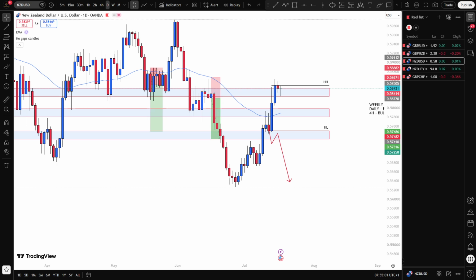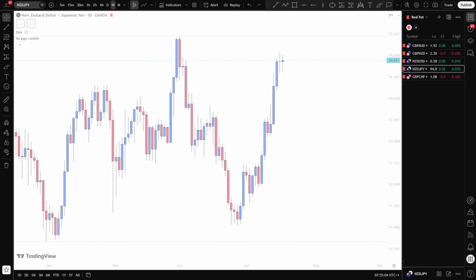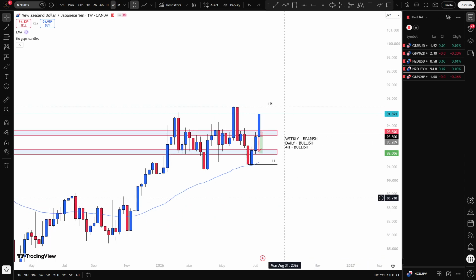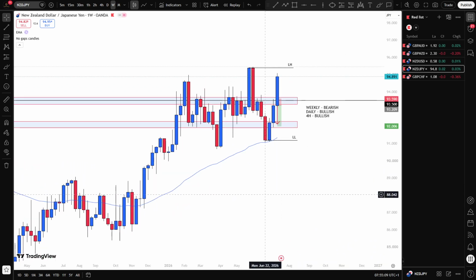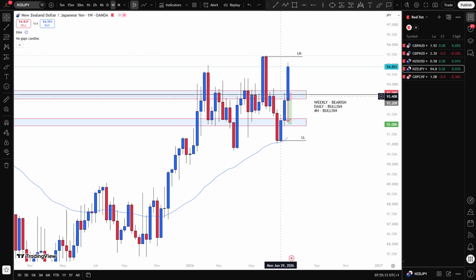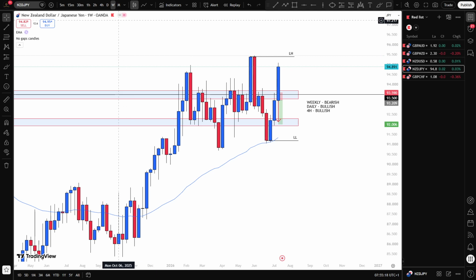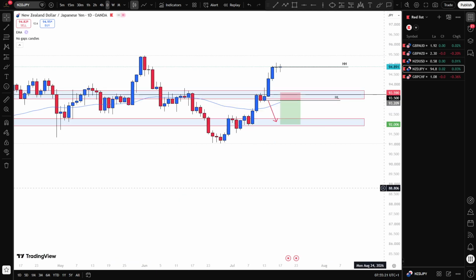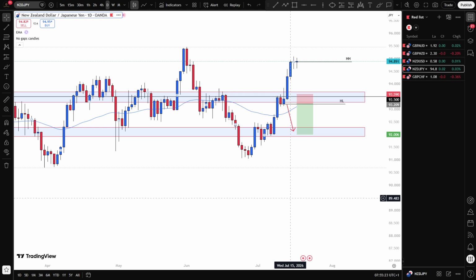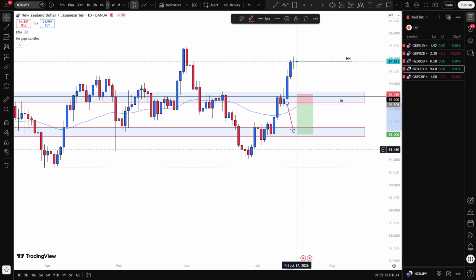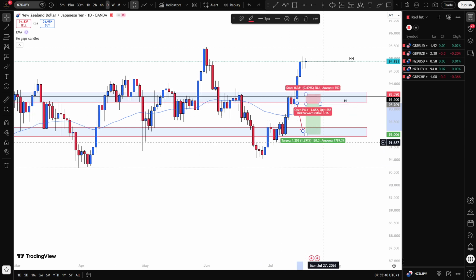So the next pair is NZD-JPY. If we check the weekly time frame, it is bearish, same as the NZD-USD. I was looking to take this trade to sell from here, but rather price broke above, so no slow down, no sell. So we were bearish here. It was the lower low and this was the lower high. Immediately price got to this place, I'm waiting for rejection here to take this trade to the downside. We never got any rejection on the lower time frame, so that is why I did not take this trade.